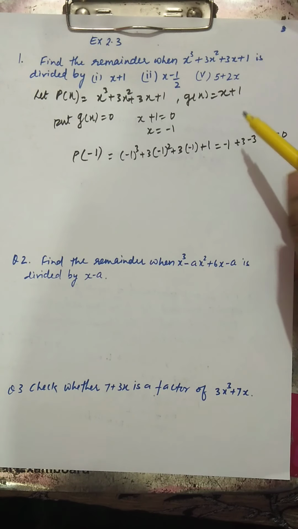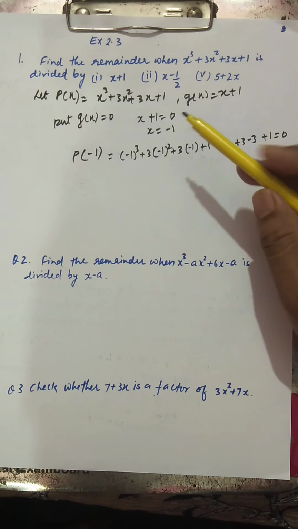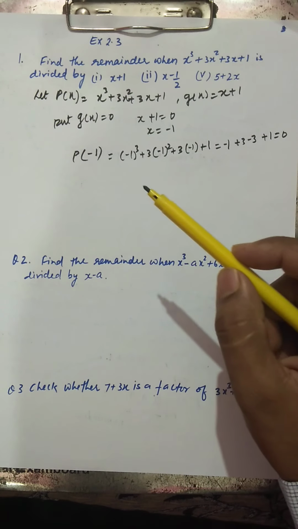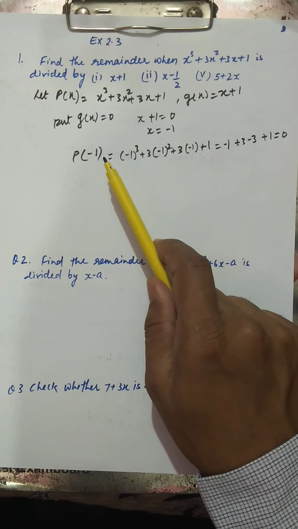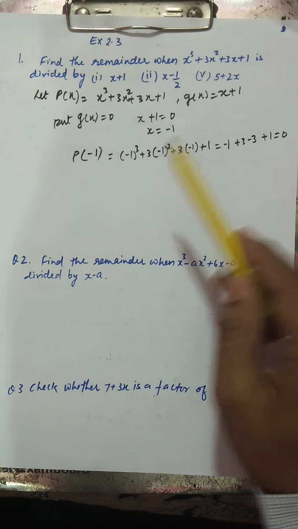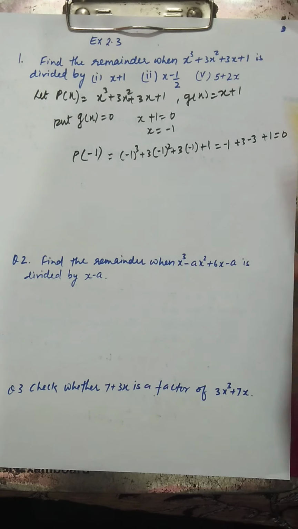You can simply do the long division, and you can see your remainder will be 0. But long division takes a lot of time, and if we are looking only for the remainder, then the remainder theorem can be used. And one more interesting thing you can observe here: x equal to minus 1 is also the 0 of the polynomial, because this is making your remainder 0.